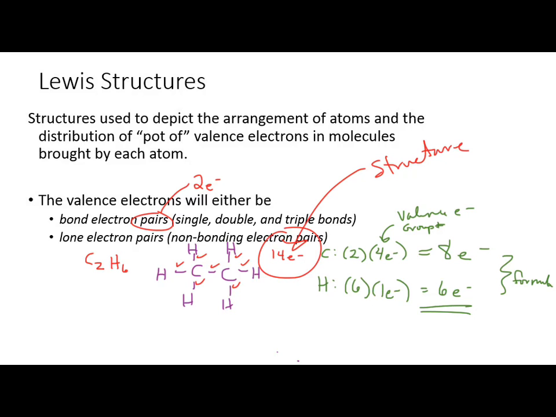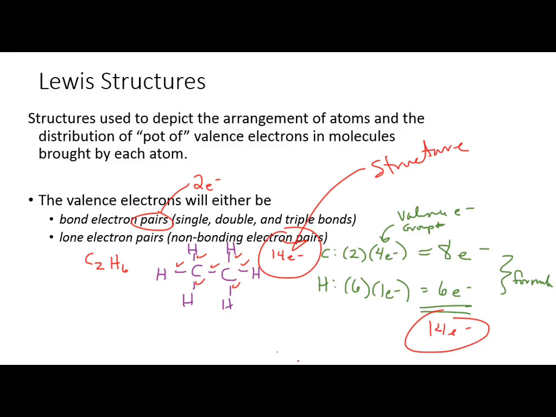My only point here is, of course, if we add 8 plus 6, I don't need a calculator, sometimes I do, you do get 14 electrons. Those two numbers should match: the number of electrons you see on the structure compared to the number of electrons that come from the formula, from the pot of valence electrons. They should match, and they do, which is wonderful.